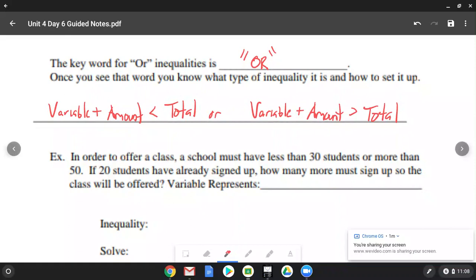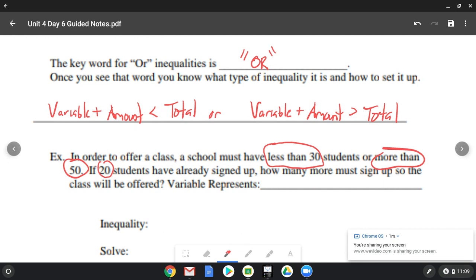So it says for the first example, in order to offer a class, a school must have less than 30 students or more than 50. If 20 students have already signed up, how many more must sign up in order for the class to be offered? So these totals that we see, I see a less than 30 total and a more than 50 total, right? And it says if 20 students have already signed up, so this would be my amount that's on the left side.